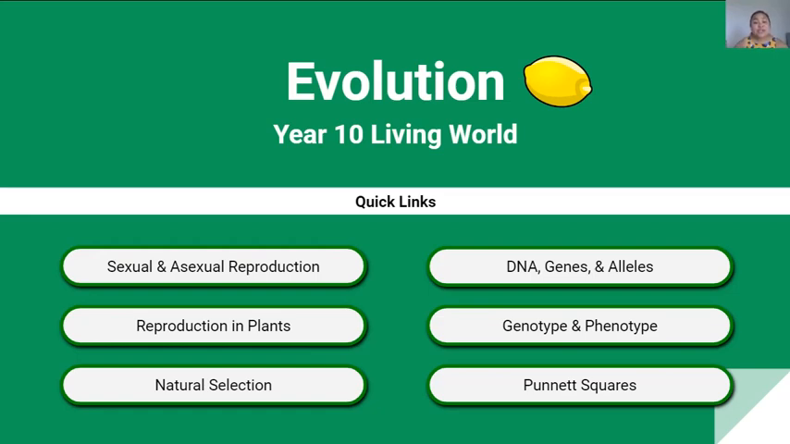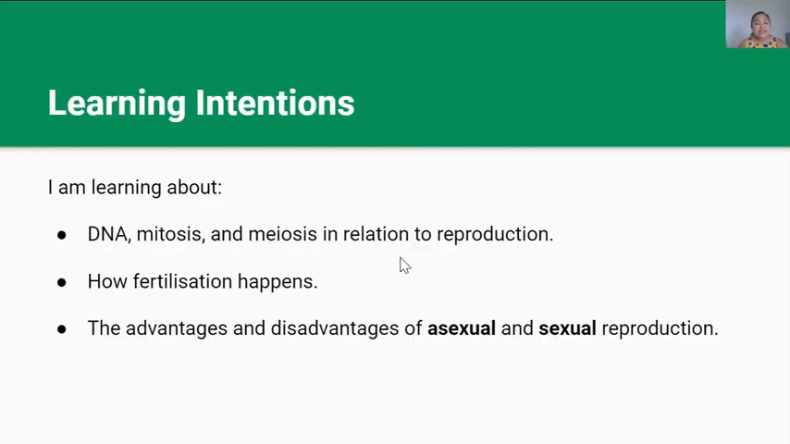This lesson is all about sexual and asexual reproduction. In this lesson, you'll be learning about DNA, mitosis, meiosis in relation to reproduction. You'll also be learning about how fertilization happens. And you'll also be learning about the advantages and disadvantages of asexual and sexual reproduction.